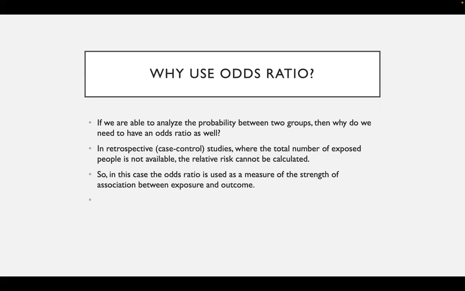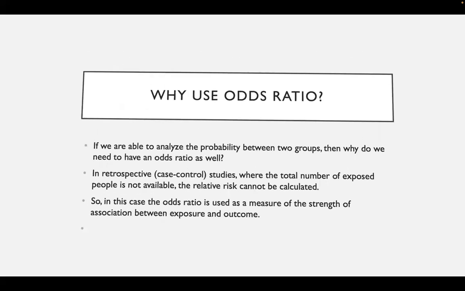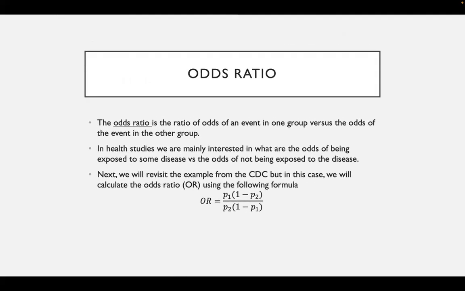So in this case, the odds ratio is used to measure the strength of the association between the exposures, so whether you're exposed to something or not, and the corresponding outcome of interest. The odds ratio is the ratio of the odds of an event in one group versus the odds of the event in the other. In health studies, we are mainly interested in what the odds of being exposed to some disease are versus the odds of not being exposed.